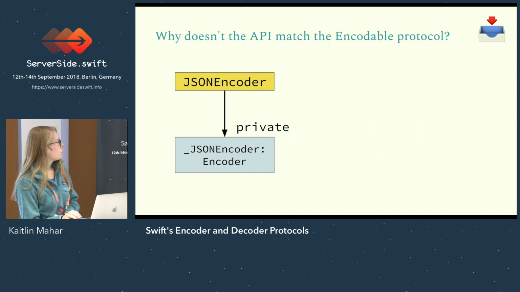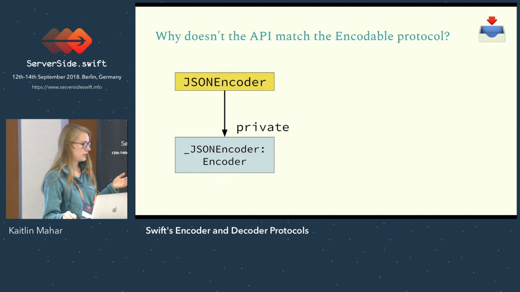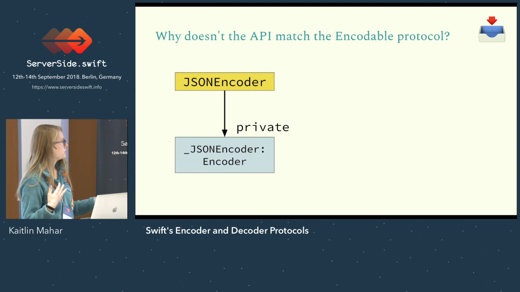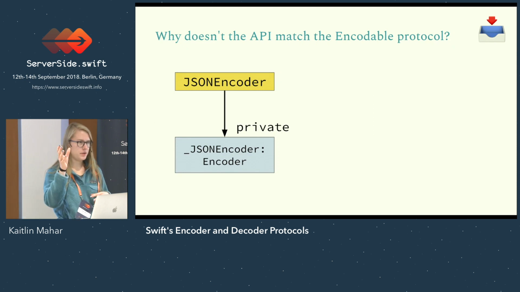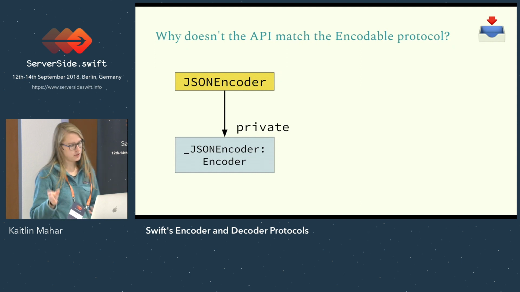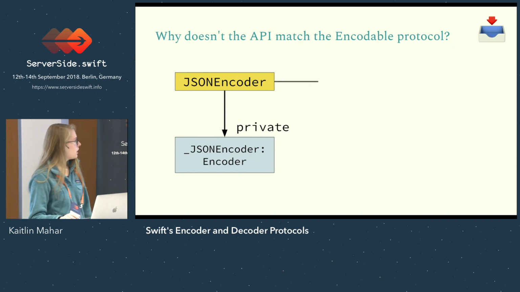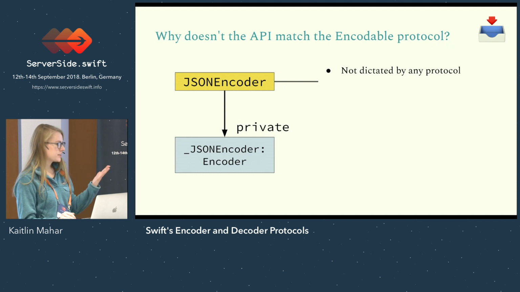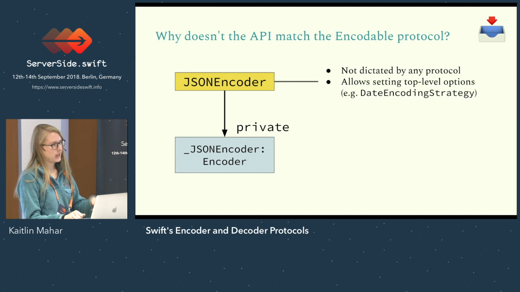Basically, the way that the JSON encoder is designed, it points to a private class that actually implements the encoder protocol. And the same is true for property list encoder, which is also one of the built-in Swift encoders. The idea there is that we're able to separate different parts of the API based on what the user needs to be able to do when. The top level isn't dictated by any protocol, so it can be really specific to whatever format you're encoding to or decoding from. And often it will allow you to set top-level options.